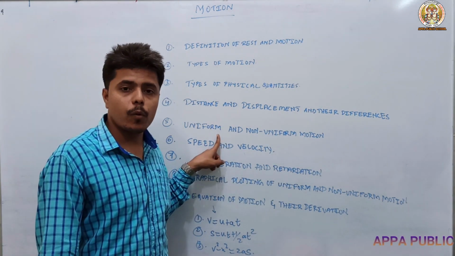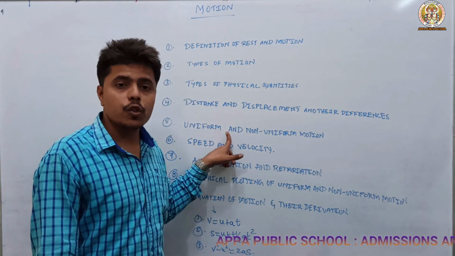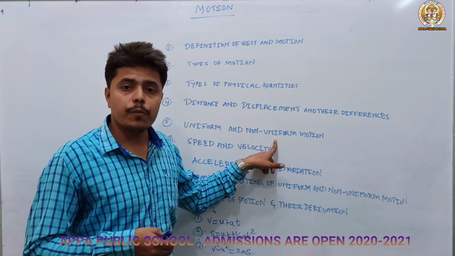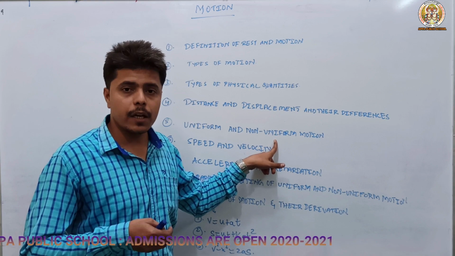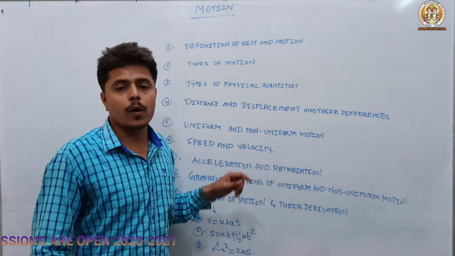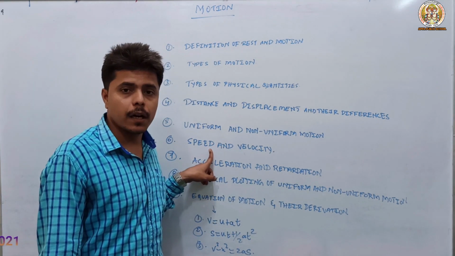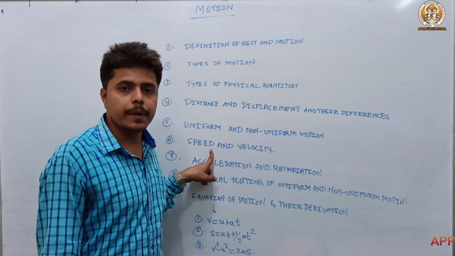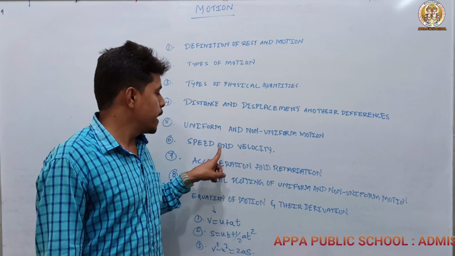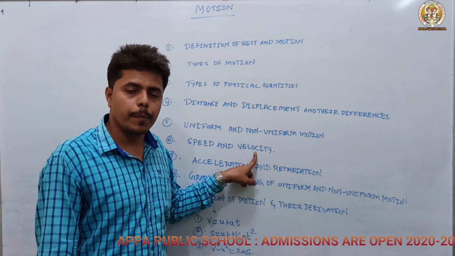Uniform and non-uniform motion. Uniform motion means the body is covering equal distance in equal intervals of time. Non-uniform motion means the body is covering unequal distance in equal intervals of time. What do you mean by speed and velocity? Speed means the distance traveled divided by time taken. Velocity means the displacement divided by time taken. The SI unit of speed is meter per second, and the velocity SI unit is also meter per second.